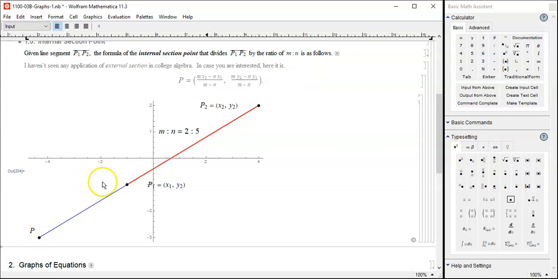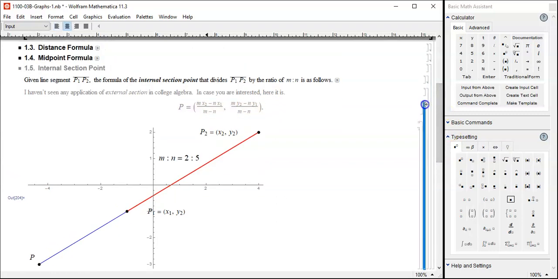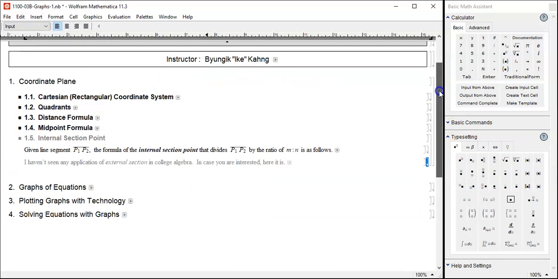Distance from P to P1 is 2 units. From P to P2 over here is 5 units. So 2 to 5 externally, and you can get it from this formula. But this one is not that important, so let's just move on.